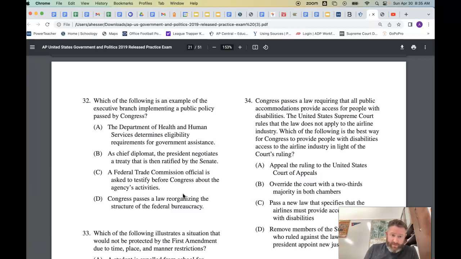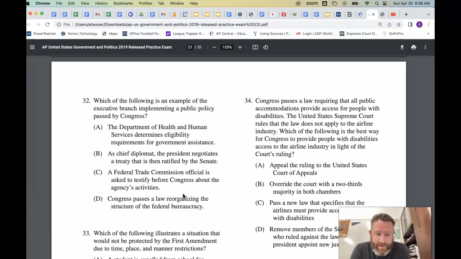I think that's what makes it difficult, because the Department of Health and Human Services is a cabinet department, and it says determines eligibility requirements for government assistance. Well, I'm literally freaking out. I'm like, but that sounds right. It is right. A is the answer.